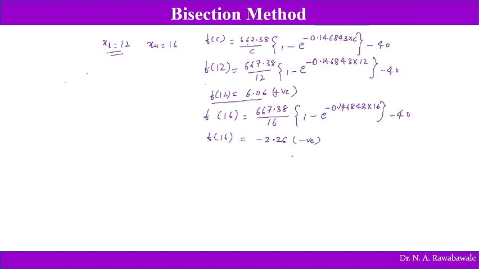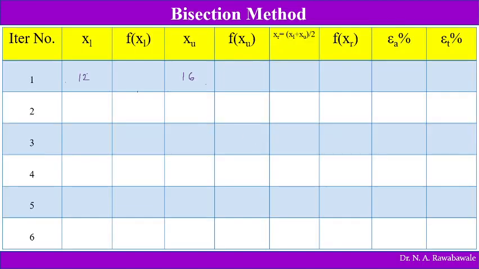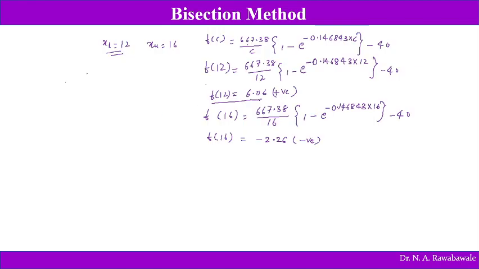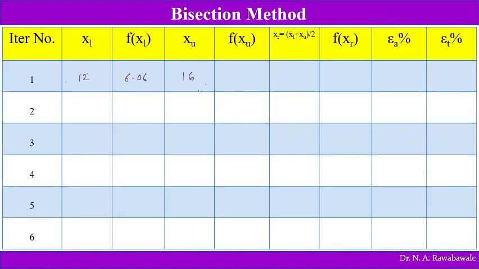Now coming back to the table, we have to substitute these values in the table. f of 12 is positive, f of 16 is negative. So f of 12 which we have obtained is 6.06, and f of 16 is minus 2.26. Now we want to find a revised value, a refined root of the equation.